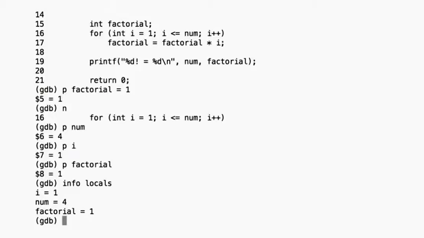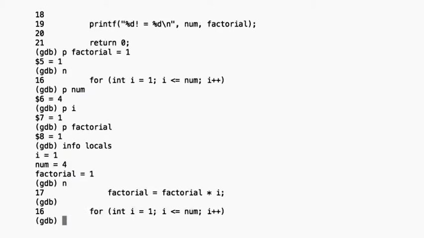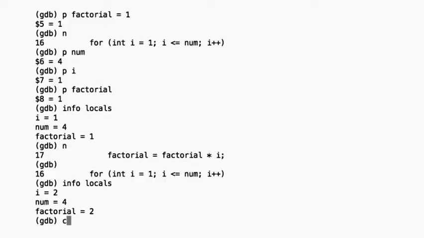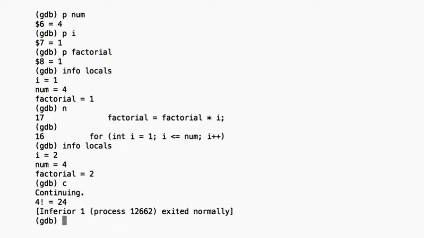Let's do another go around of the loop just to make sure. OK, everything looks great. Now we can use the continue command to go to the end. Sweet! 4 factorial printed out 24, as expected. Now we can go fix this in our code.